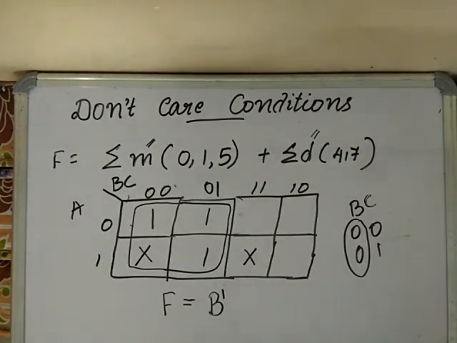If we didn't use the don't care to group the adjacent squares, we would get two terms in the minimized Boolean expression. But with the use of don't care, we have again simplified it into a function with one term.